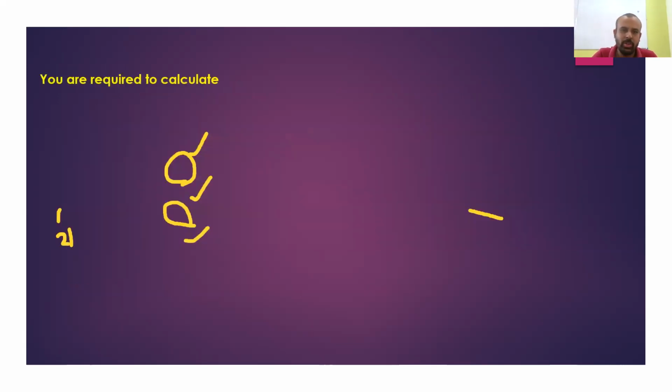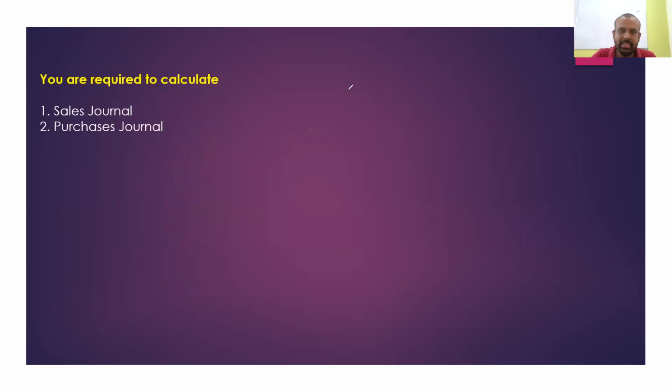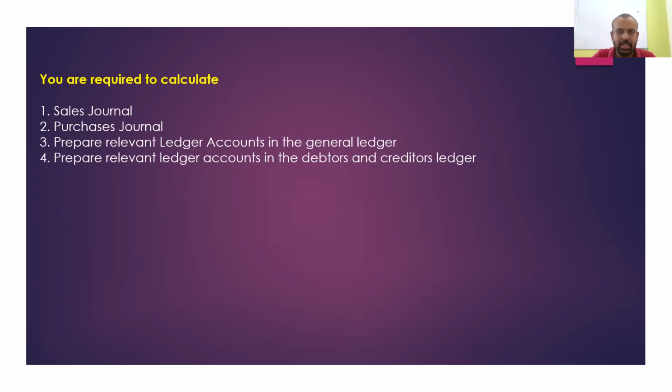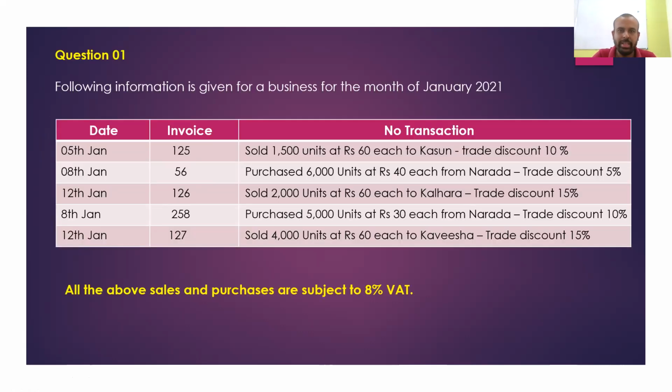So what you need to do? You need to consider the value added tax as well. And thereafter they want you to prepare what? Sales journal, purchases journal, sales ledger accounts in the general ledger, private ledger accounts in the debtors and the creditors ledger. Okay, shall we do it from the beginning?